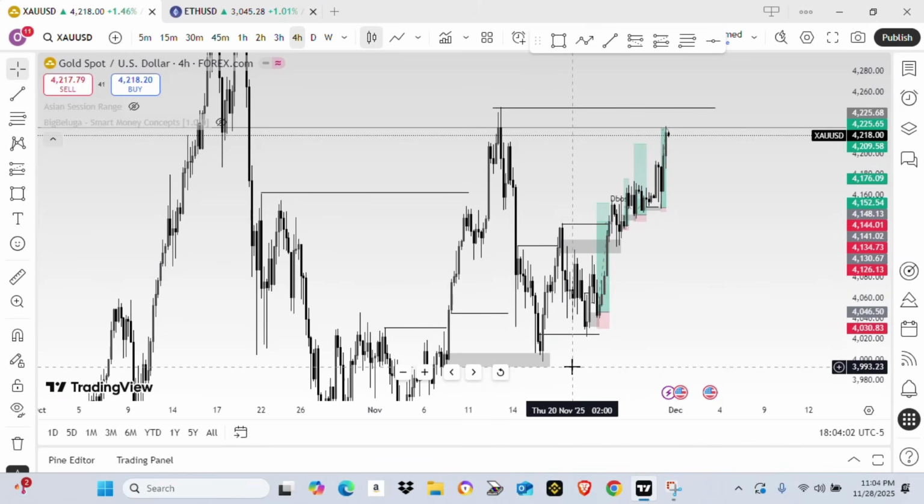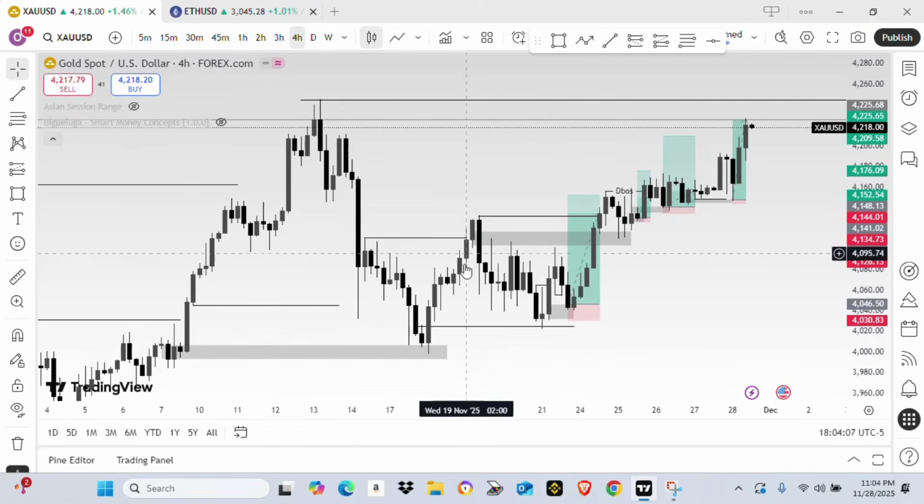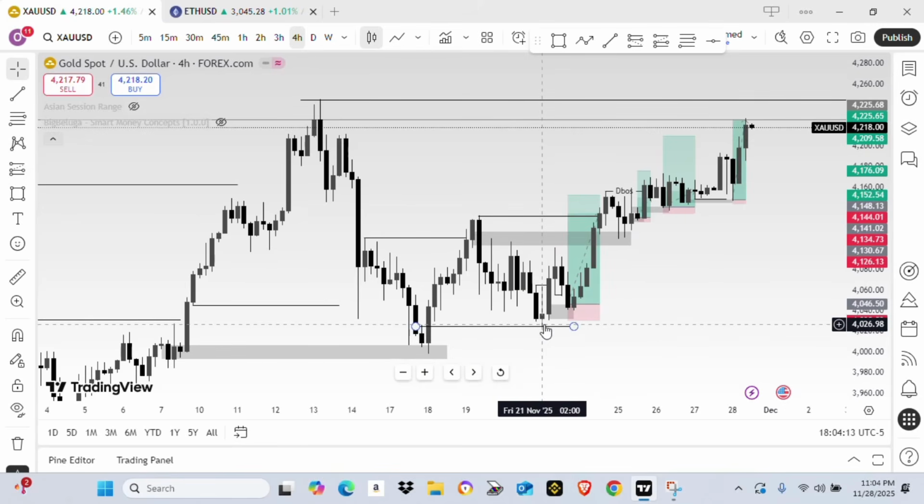So after then, I spotted an order block. Then I marked out the order block, which you can see very well there. Market, after breaking out, closed above to confirm. So market came back to this order block. So you can see a rejection happened there.